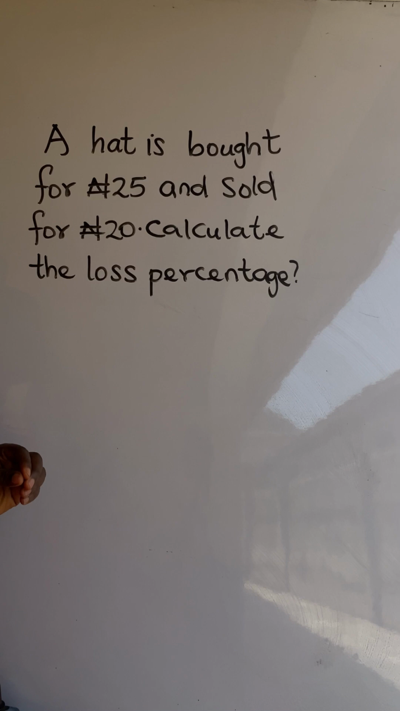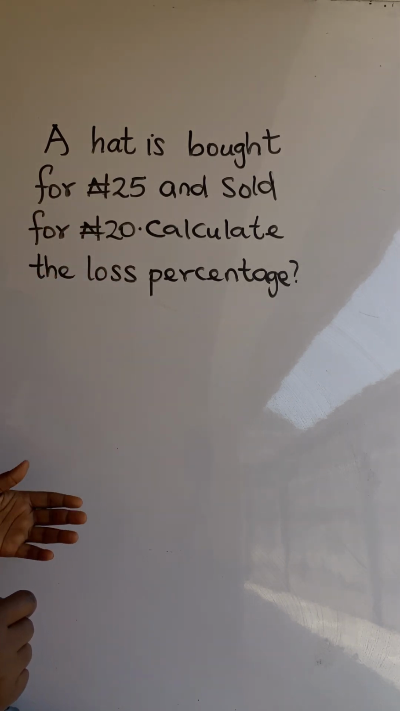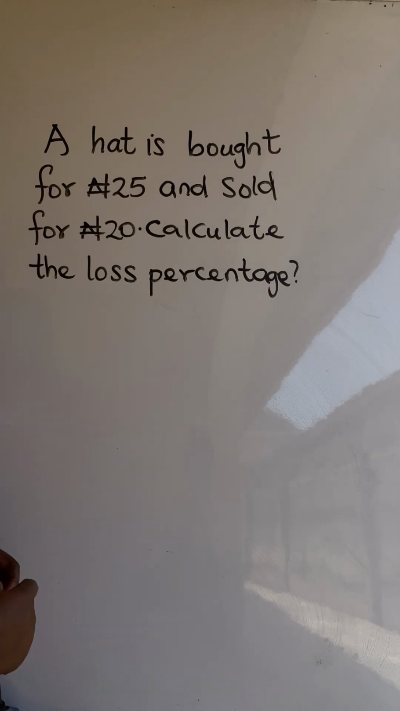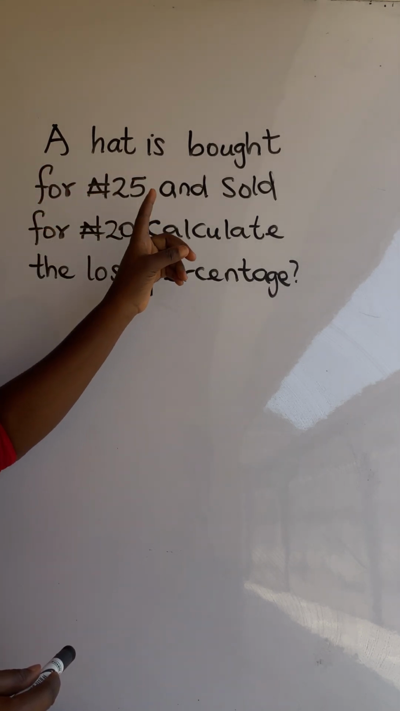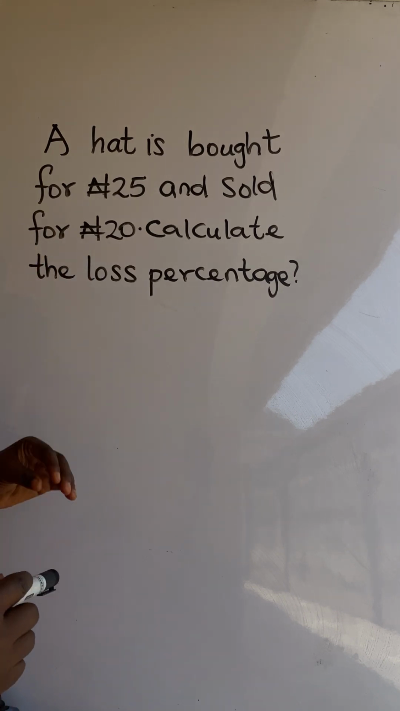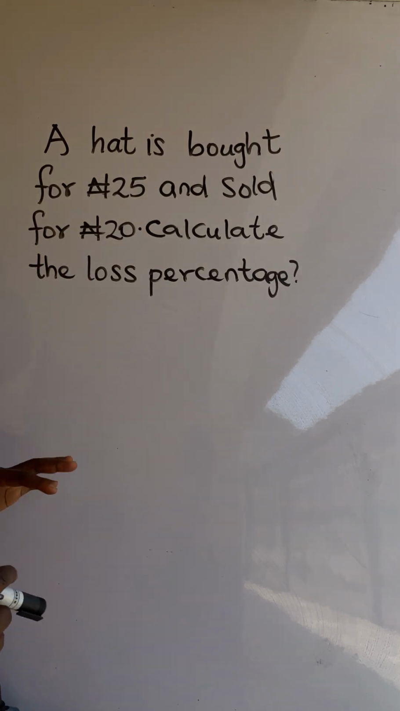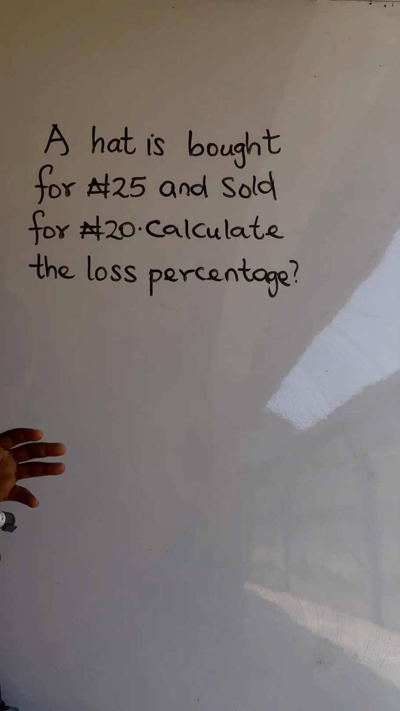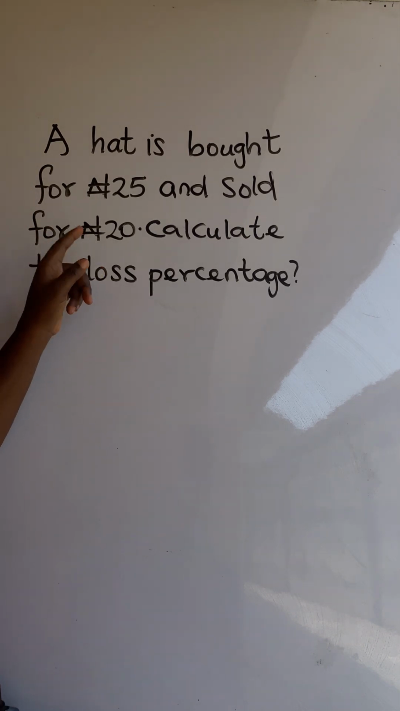Today we are treating a question on the topic profit and loss. Now let's consider this question. It says a hat is bought for 25 naira and sold for 20 naira. Calculate the loss percentage. First of all, we have to know our selling price and our cost price. The selling price is 20 naira.